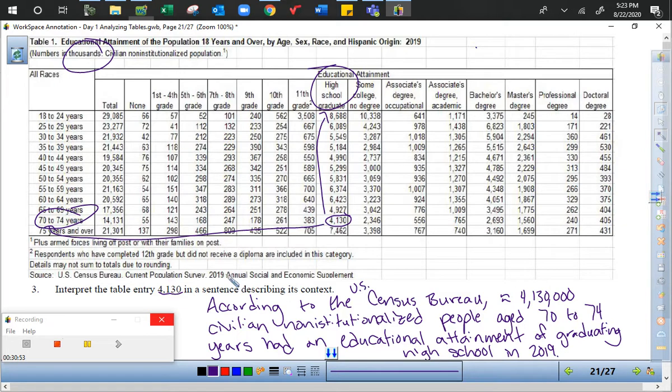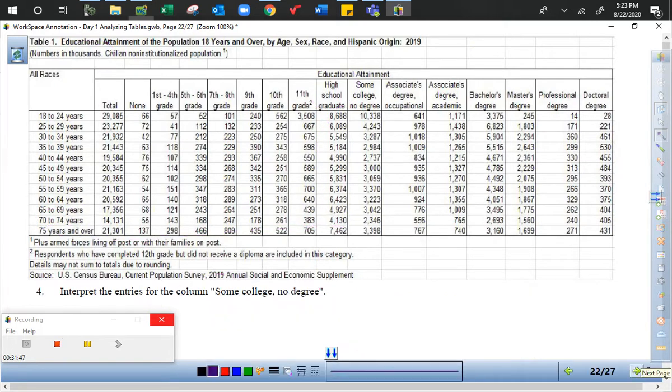Okay, so if I say in a sentence describing its context or content, you need to write a good sentence with all these pieces. I'll take off if you don't. The next one, however, is a little bit different. It says interpret the entries for the column some college, no degree. A lot of times I will say analyze the trends in the table or a specific column or a specific row. This one I still want you to write a sentence, but it doesn't have to include as many details there. Okay, so let's just check it out.